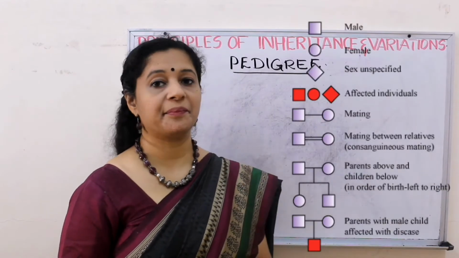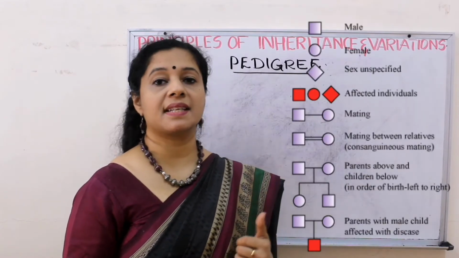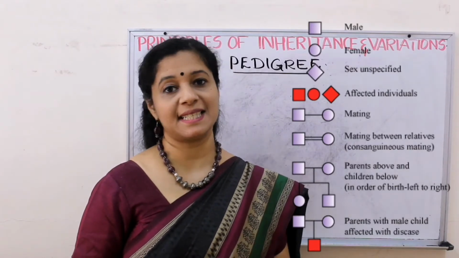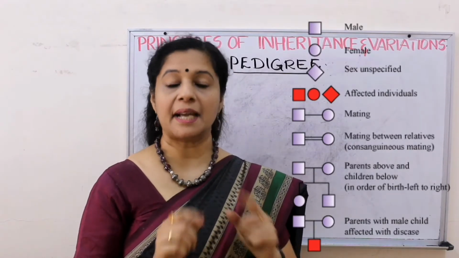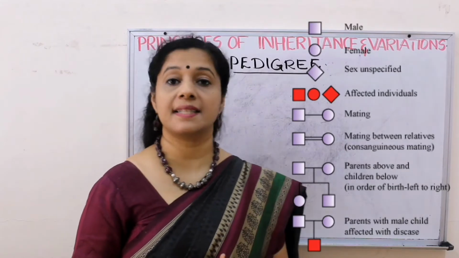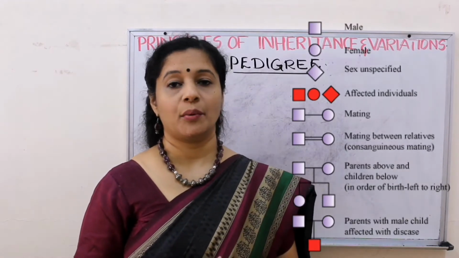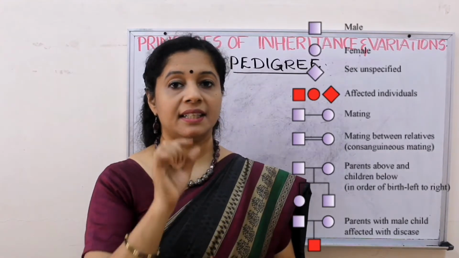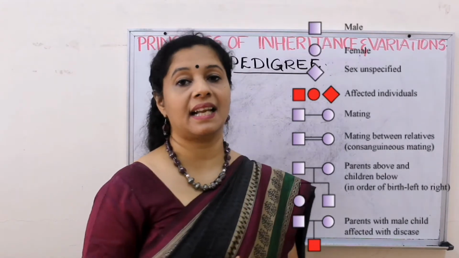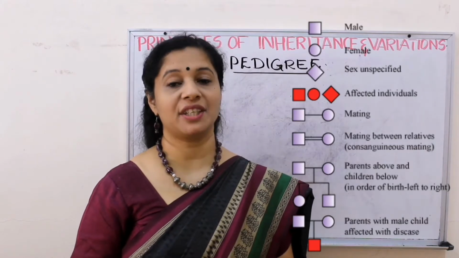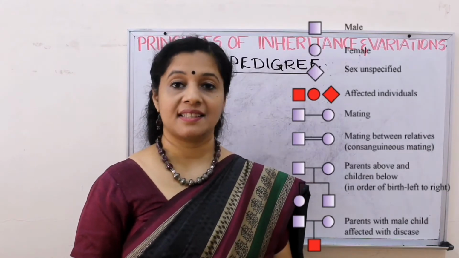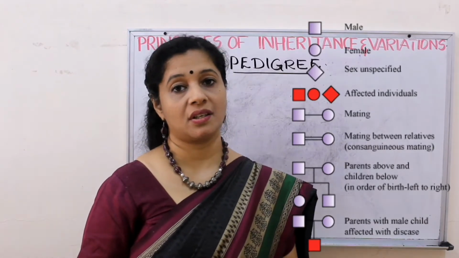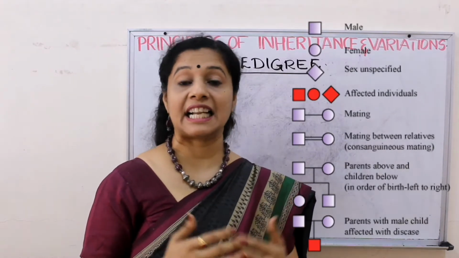They are shown here. A circle represents a female. If it is a square, that is male. A diamond shape shows sex unspecified. When a male is getting married to a female, these two are connected using a single line to show reproduction, whereas double lines between them shows consanguineous marriage, or rather we say relative marriage.